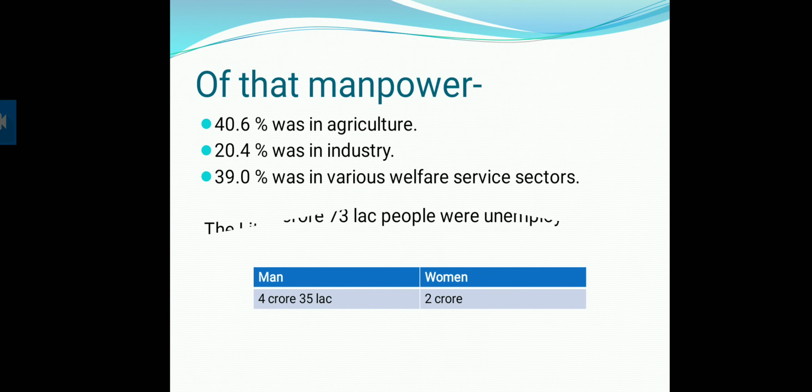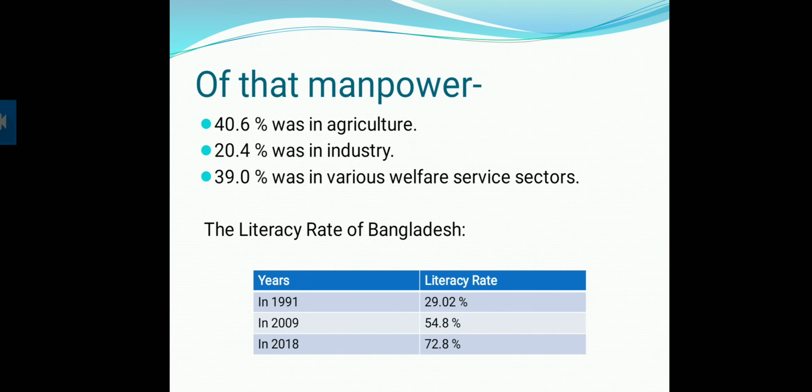Okay, my dear students, among the population we have working in the various sectors, 6 crore, 40.6% was in the agriculture sector, 20.4% was in industry, and 39.0% was in various welfare service sectors.